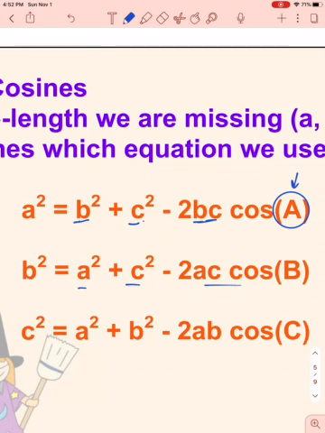These are the exact same things, it's just if you're finding a different side length, but it's going to be easier for you just to understand the pattern. You add the two sides you know together, squared, and then subtract them, multiplied by 2, and the cosine of the given angle.